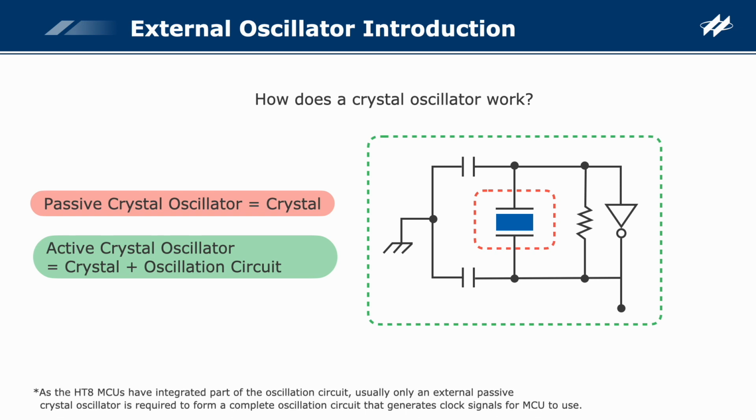As the HT8 MCUs have integrated part of the oscillator circuit, usually only an external passive crystal oscillator is required to form a complete oscillation circuit that generates clock signals for the MCU to use.